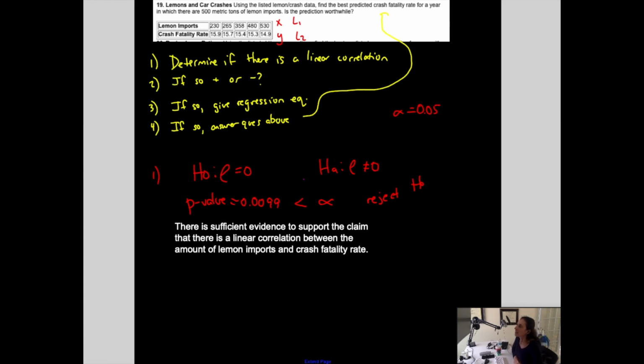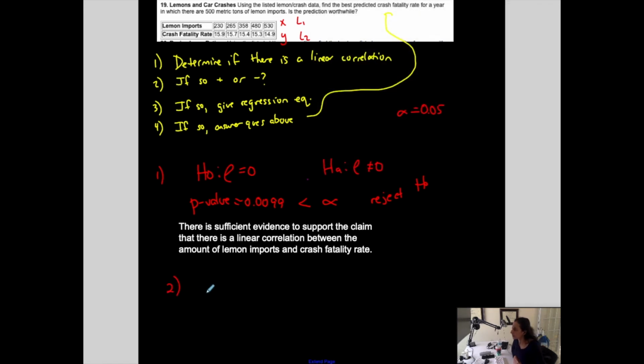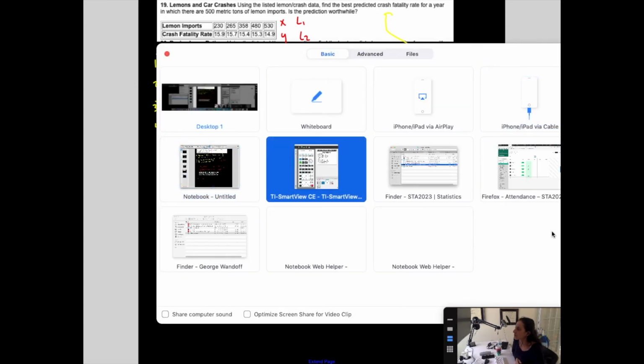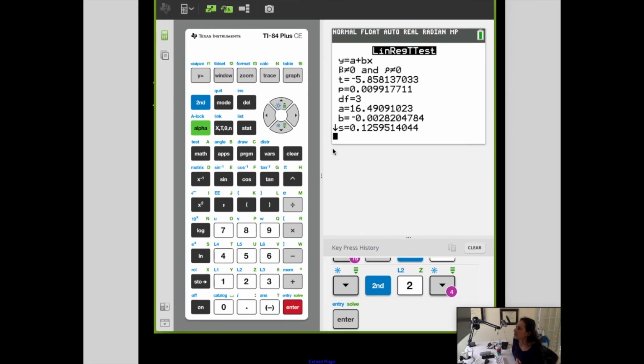Part 1 is done. Part 2, is it positive or negative? I know that it's negative. Why? Well, I looked at the graph. But let's go and numerically determine. Let's see what my linear correlation coefficient is for the sample. I'll go back to my calculator. I'm still here. I didn't even move this because everything else that I need is here under the linear regression t-test.